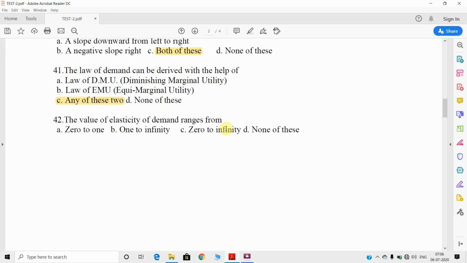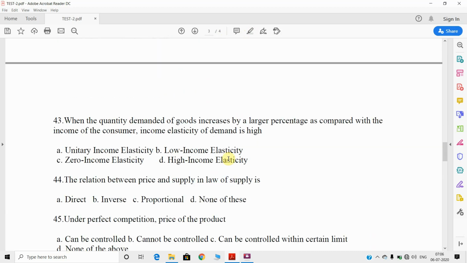Next come to 42. The value of elasticity of demand may be 0 to infinite, because in case of 0 that is perfectly complementary goods, and in case of infinity it is the case of perfectly substitute goods. Next come to 43. When the quantity demanded of goods increases by a large percent as compared with the income of the consumer, the income elasticity of demand will be higher income elasticity of demand, because the quantity demanded increase is more than the increase in the income, right?